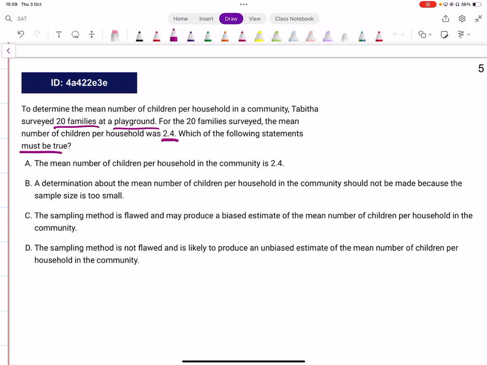The mean number of children per household in the community is 2.4. No, because it does not necessarily have to be exactly 2.4, right? A determination about the mean number of children per household in the community should not be made because the sample size is too small.